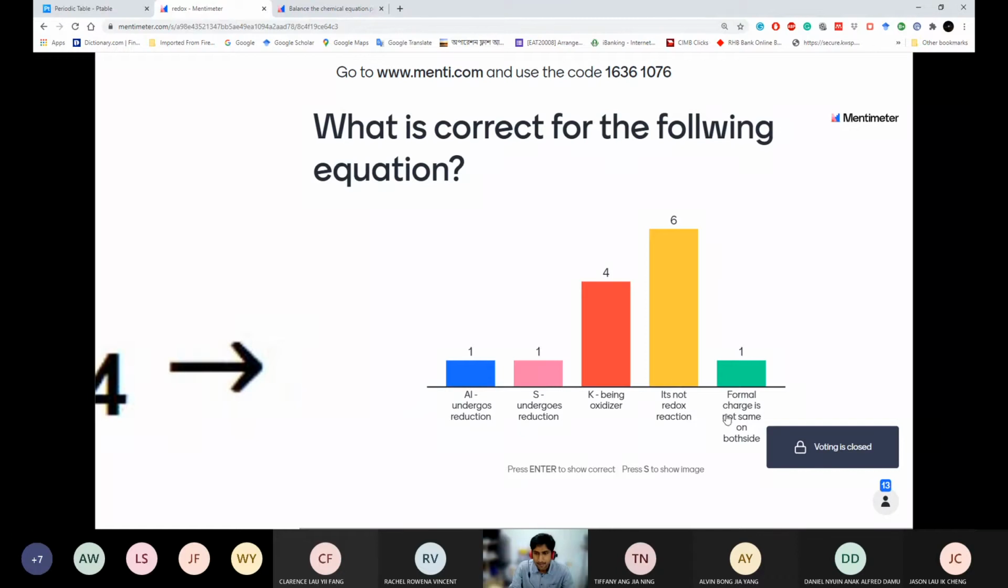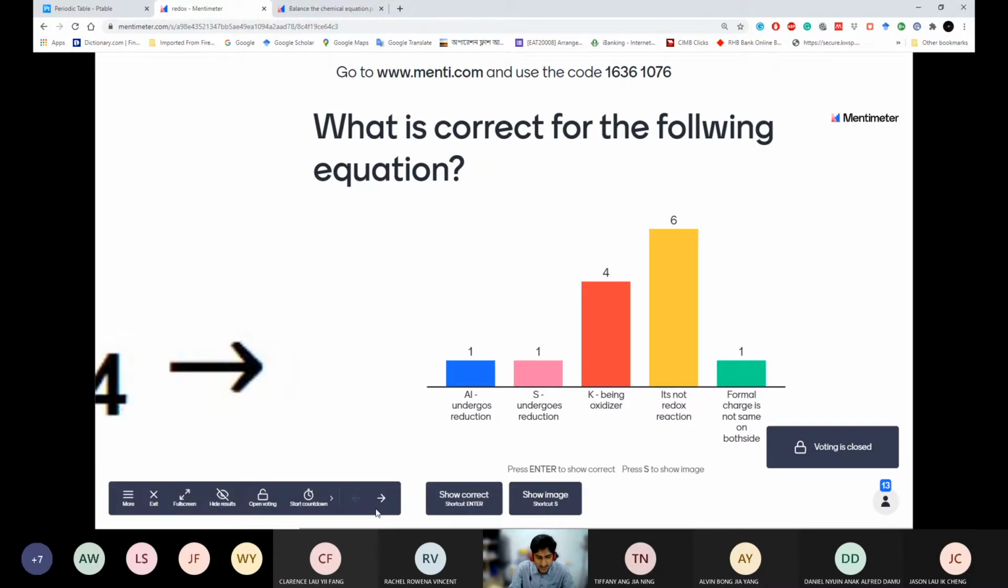From the formal charge, we do not know the formal charge, because if we want to know the formal charge, we have to do the Lewis structure, right? We have to find out the Lewis structure first. Only then we can see whether there is a formal charge difference or if it is the same. So formal charge we cannot say.